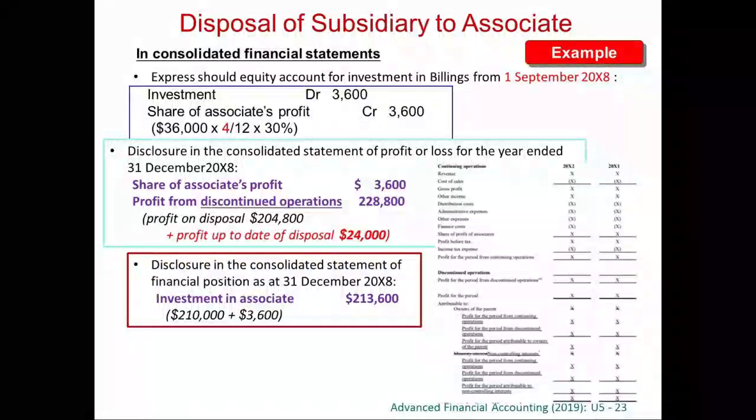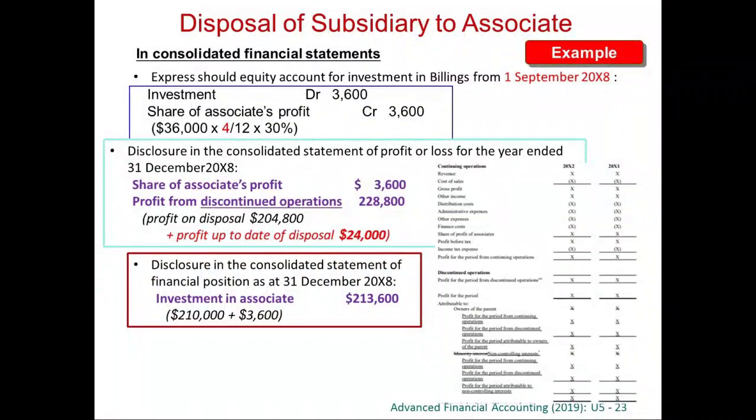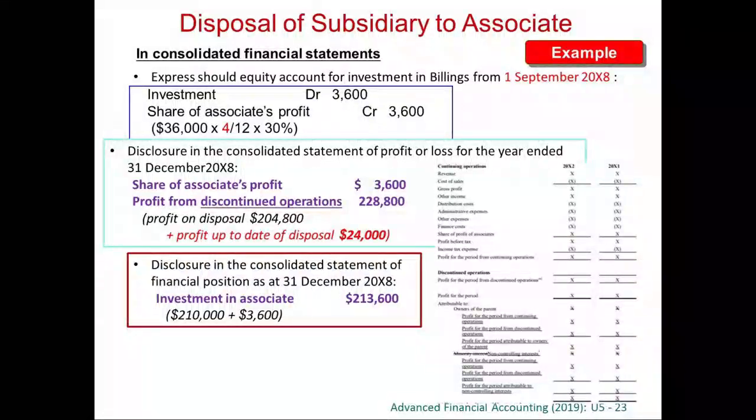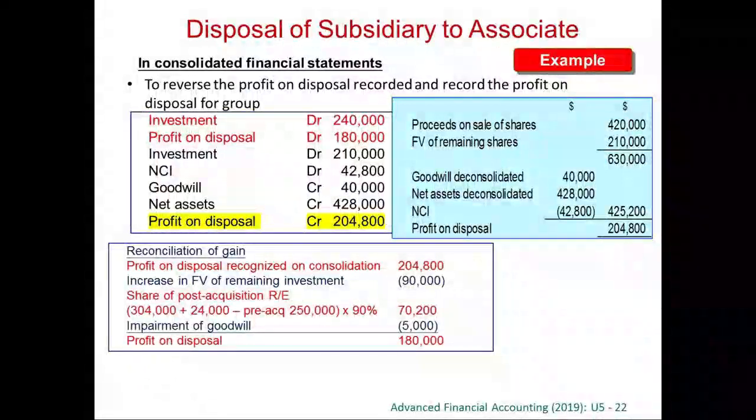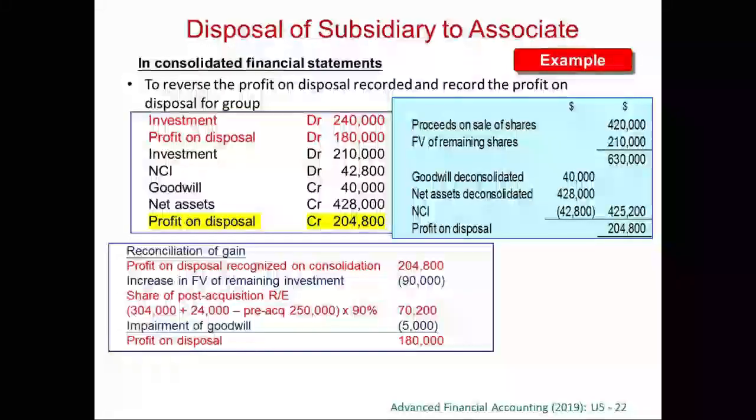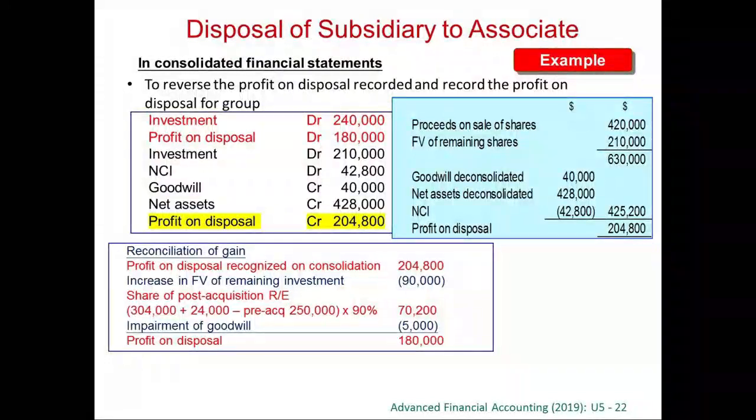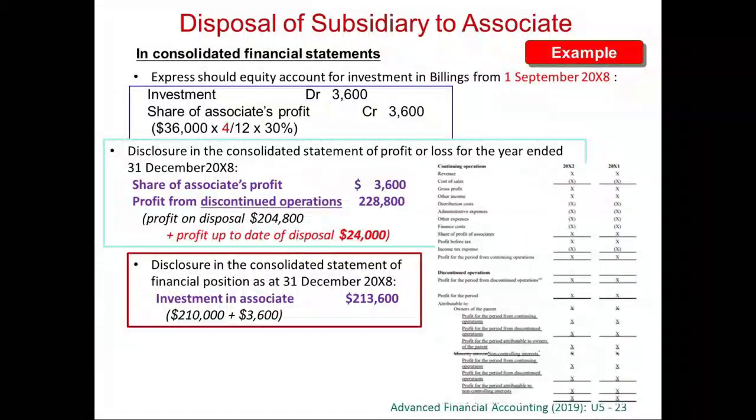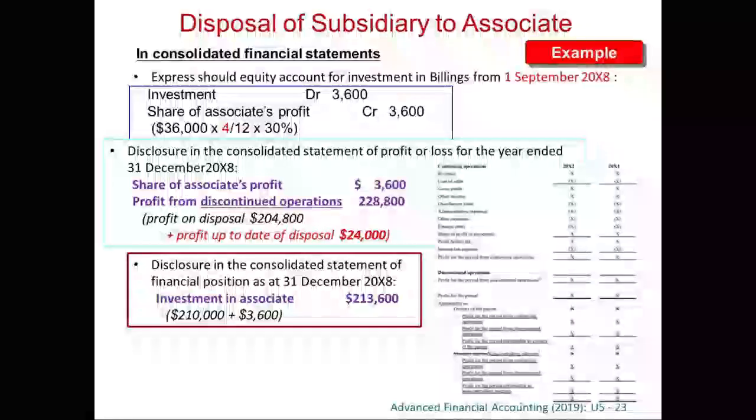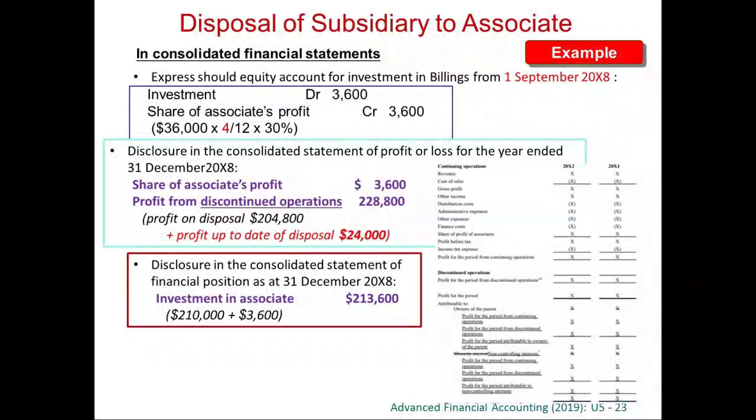Therefore, at the year end, in your financial statements, the investment in associate will be the initial cost. The initial cost is 210,000, right? Because you stated it at 210,000 here. This is the initial cost for your investment in associate, and this has been increased because you debit investment 3,600. So at the end of the year, your investment in associate will be 213,600.